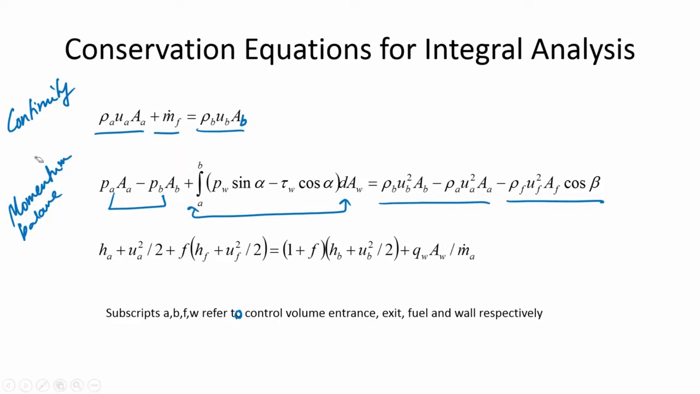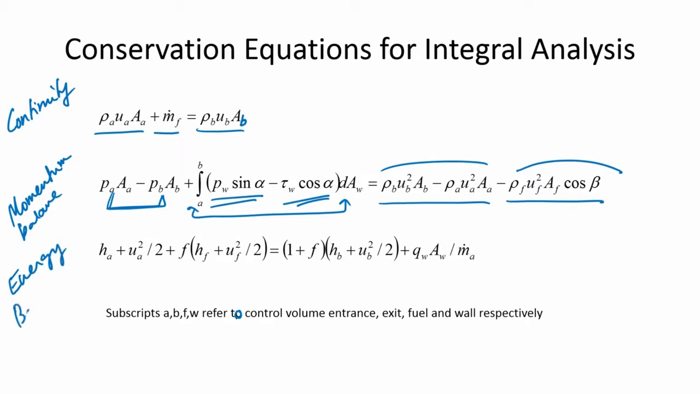So this is the force arising due to the pressure forces at the inlet and the exit. This force, W sin alpha, arises due to the fuel and the wall interactions. This is the shear stress that arises from the walls. And this is the inertia force changing due to the flow acceleration or deceleration, and this is due to the fuel injection. Okay, so these are the forces.